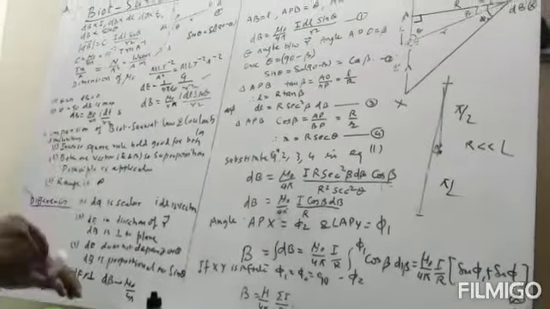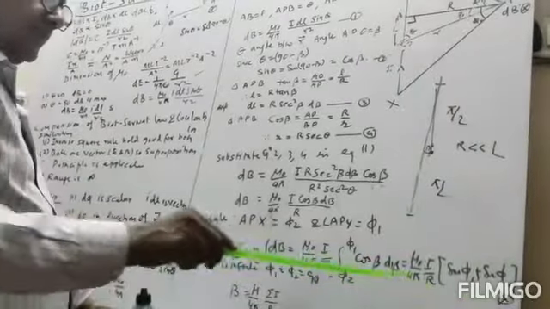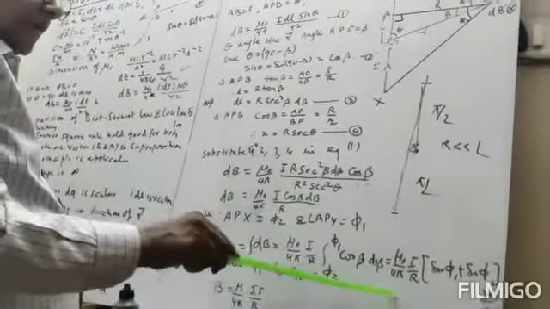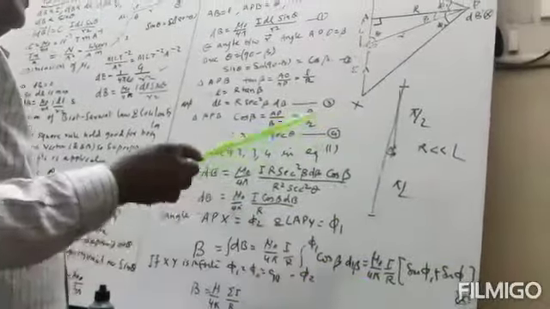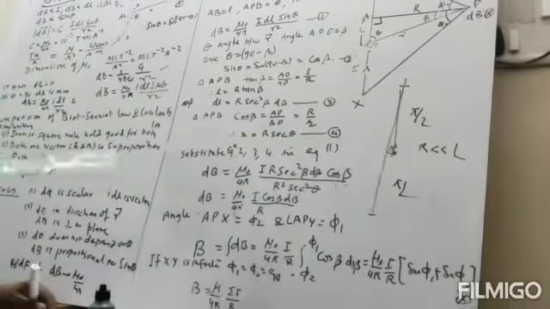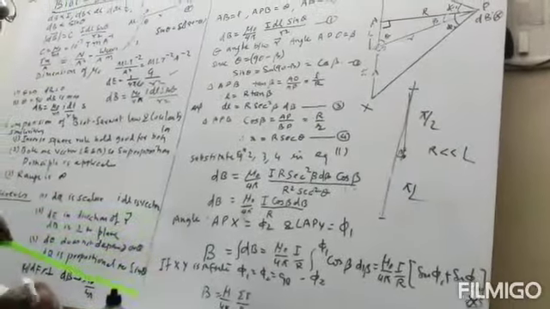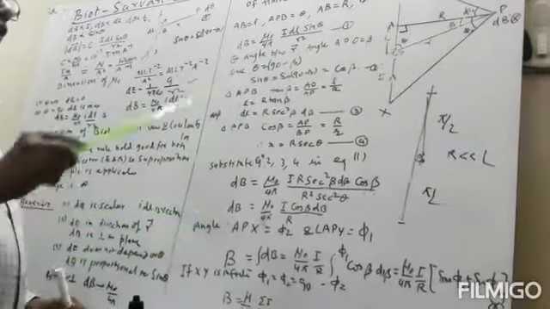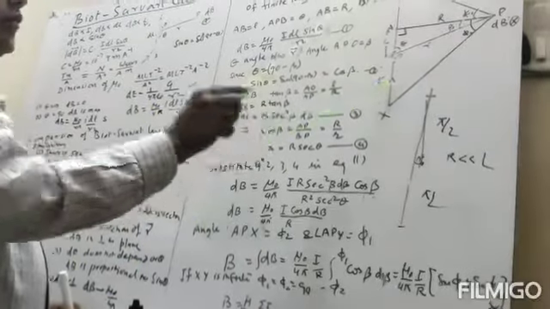This is for when the conductor is of infinite length, and the earlier expression is the condition when the conductor is of finite length. So in this way, using the Biot-Savart law, we can find the magnetic field of a straight line conductor of finite length or infinite length.